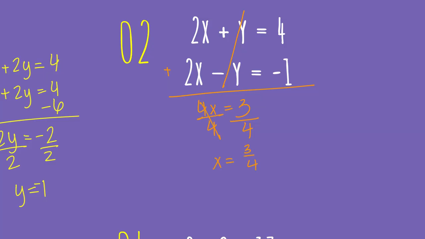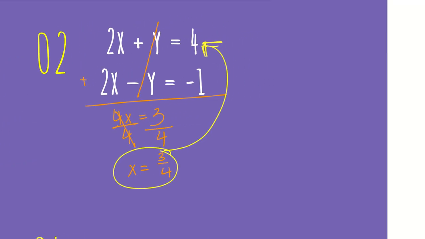Don't be scared of a fraction. Now all I have to do is take what my x was, plug it into x and solve for y. I'm plugging it into my top one because my y is positive. So what this is going to look like is 2, I'm going to change it to 2 over 1 times 3 over 4 plus y equals 4. I could cross simplify here, 1 and 2. So now I have 3 over 2 plus y equals 4.